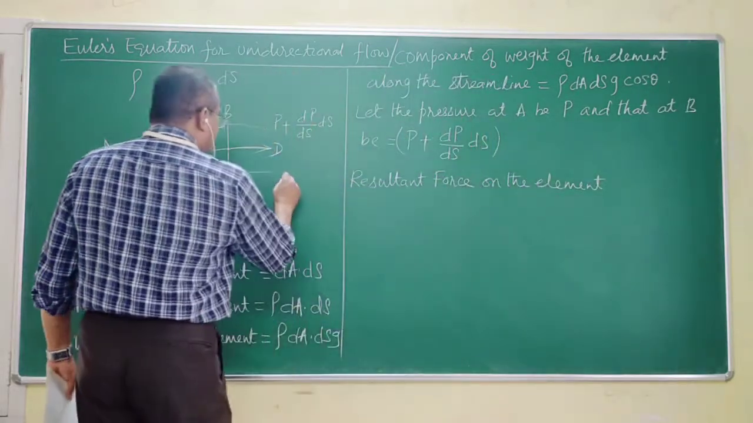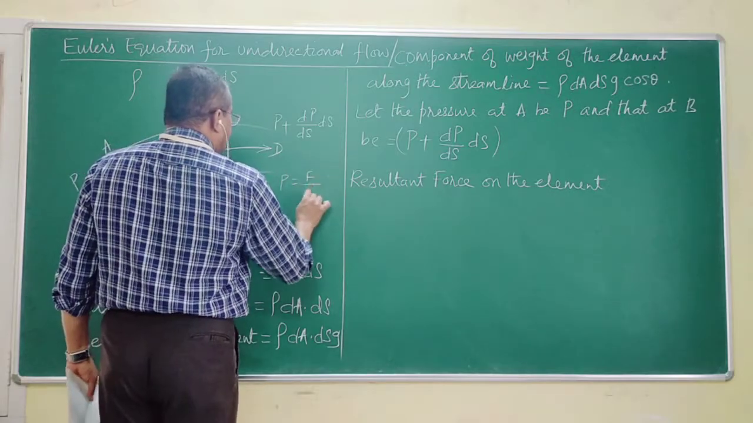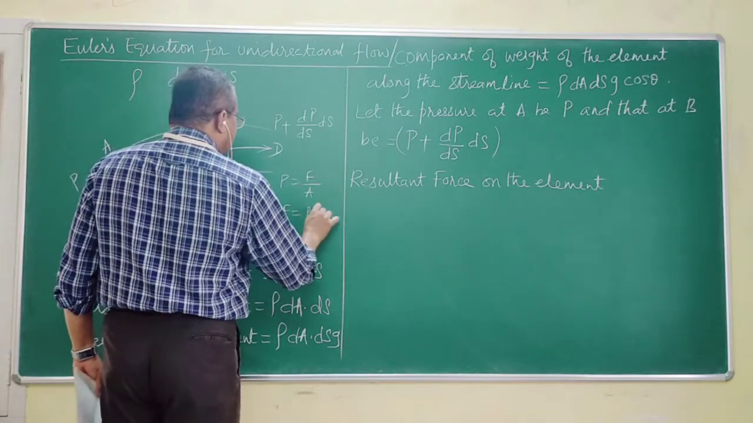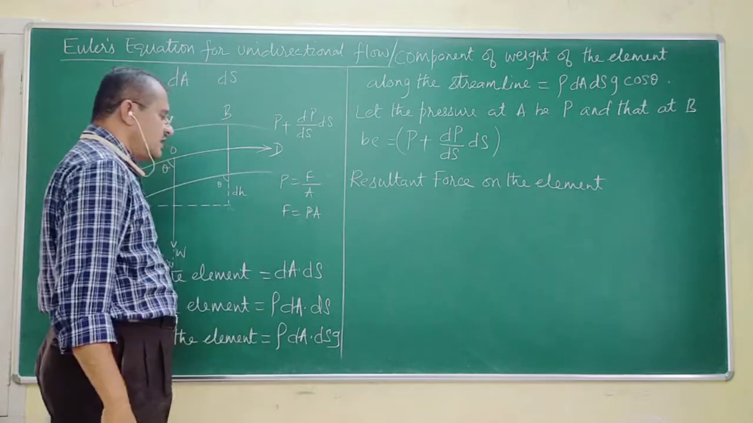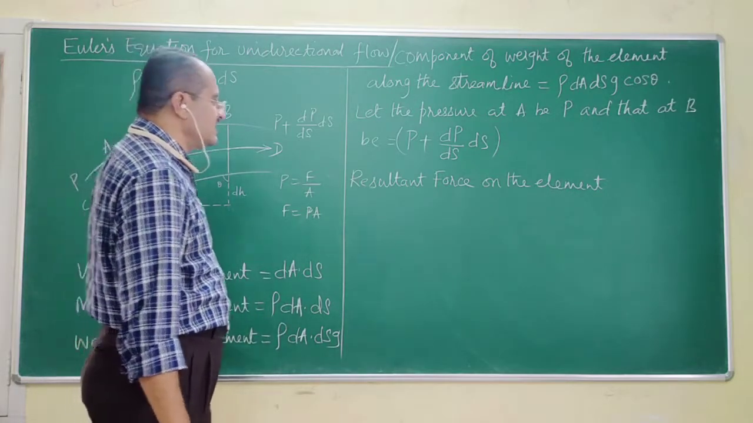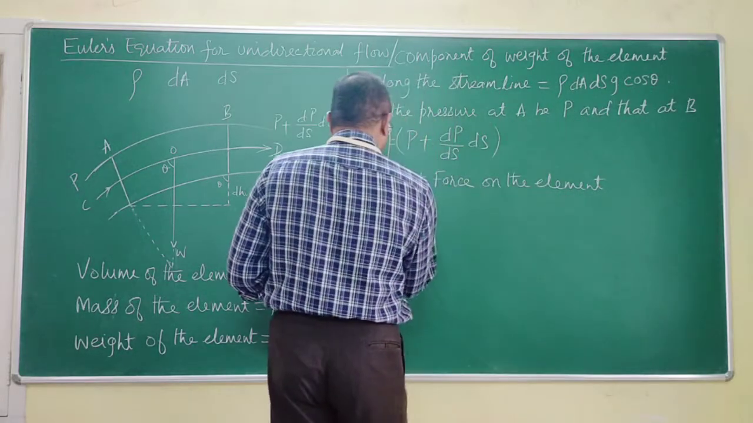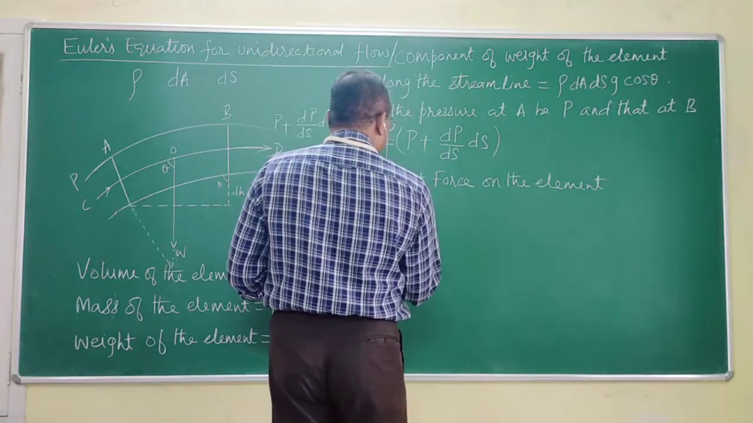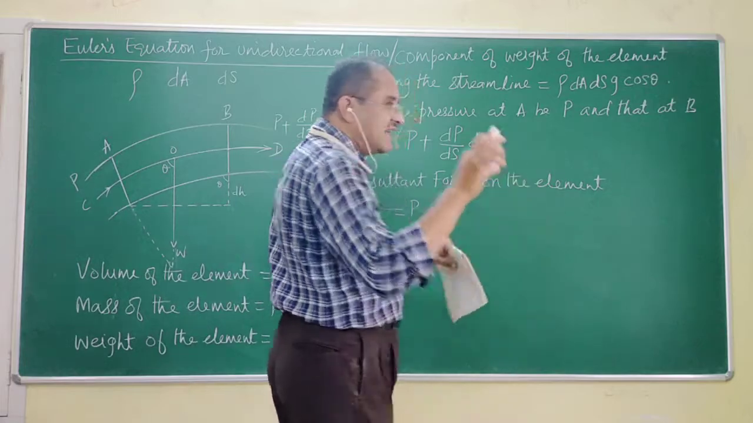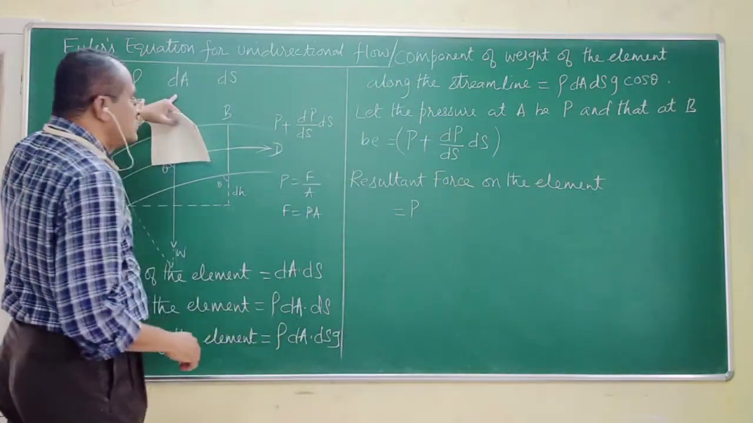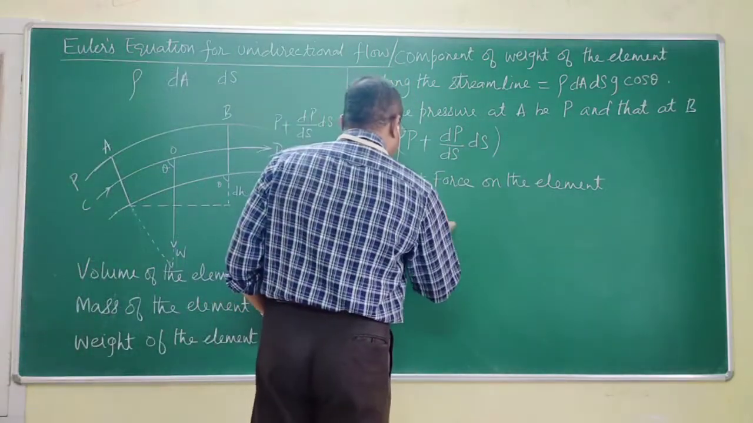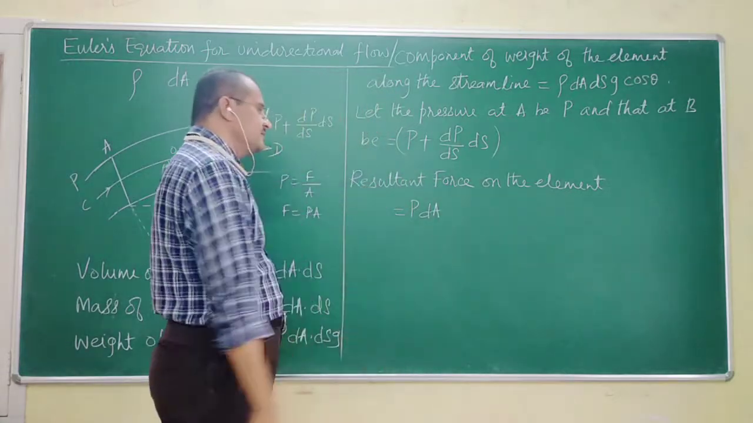I know pressure is force upon area. Therefore, force is pressure into area. Therefore, I will write this as equal to, at A, pressure is P, and the area of the element, I have already told you it is dA. Therefore, P dA. This is at A.